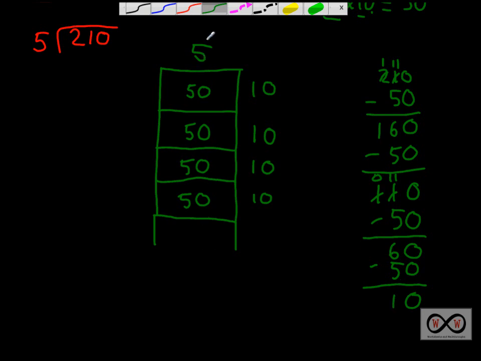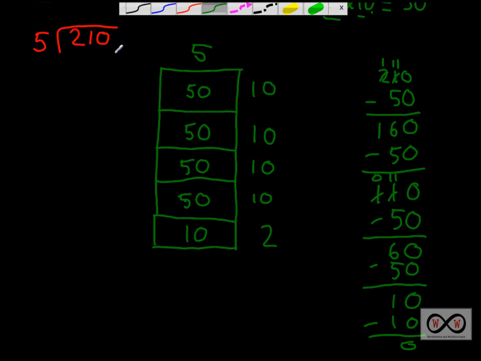Now you're thinking, well, 5 times what equals 10? You're probably thinking 5 times 2 equals 10. You'd be exactly right again. So 5 times 2 is 10. And if we subtracted that 10, we are left with 0. And you are done. So if you add this up, we've got 50 plus 50 is 100, 150, 200, 210, and that's what we started with.